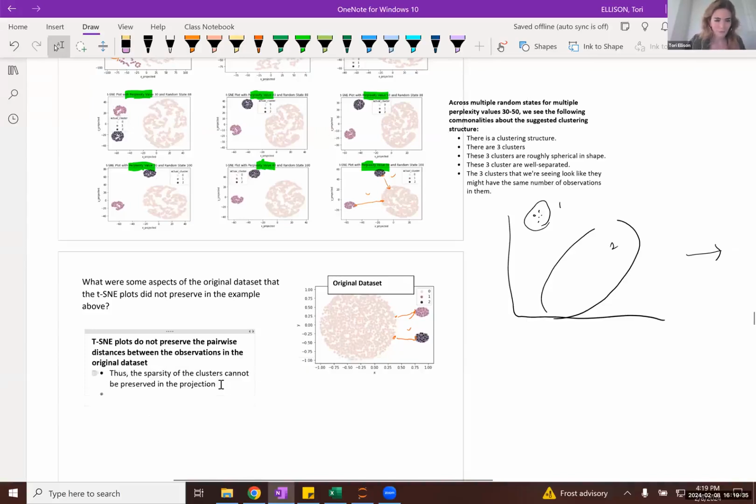And furthermore, it also follows that the distance between clusters in the projection is also not preserved. And then furthermore, something that we're also seeing here is that the location of the points in the projection are also not proportional or preserved, compared to the original points in the original data set.